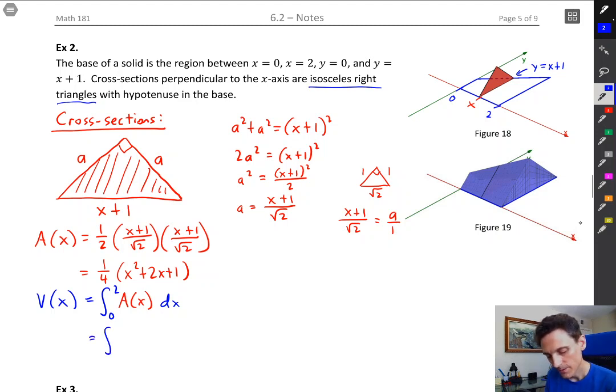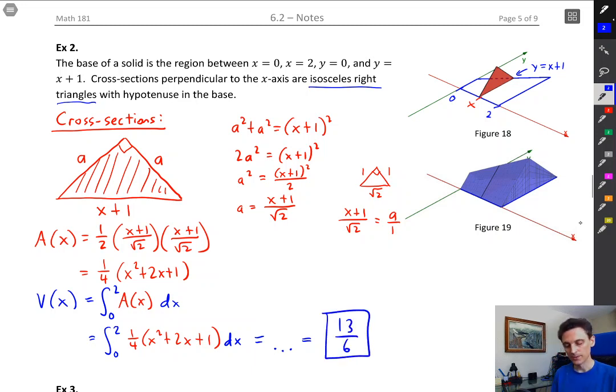So then we have the integral from 0 to 2 of 1/4 times x squared plus 2x plus 1 dx. And from here, you integrate, find an antiderivative, plug in the limits of integration, and you should get 13/6. So I'll put a little dot dot dot right there.